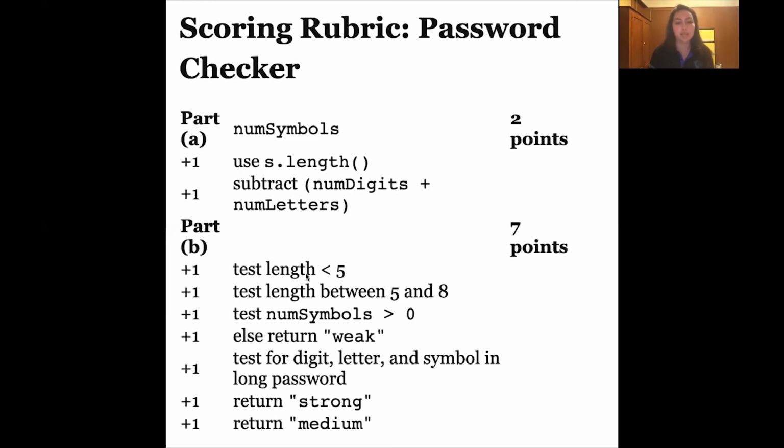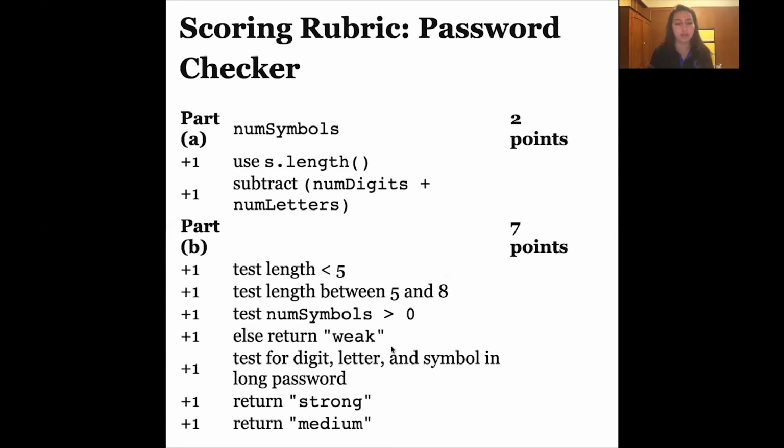Moving down to part B, test length is greater than 5. We did that in our else case. Test length is between 5 and 8. We also did that. Test num symbols is greater than 0. So we didn't say greater than 0. We said greater than or equal to 1, which is essentially the same as greater than 0. So that's also a check mark.